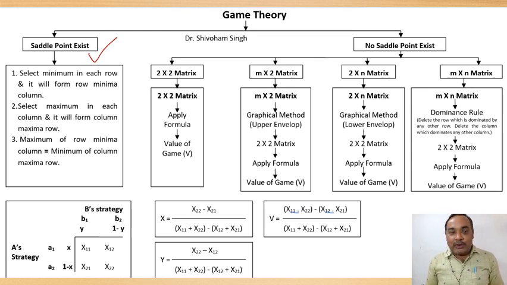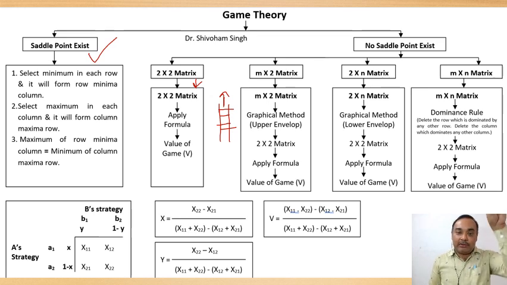If there is no saddle point, then go for these options. Check whether the matrix is 2 by 2. If it is 2 by 2, directly apply the formula. If there are m rows and only 2 columns, I'm talking about a ladder. Ladder means you are going for the graphical method, and because the ladder goes up, we will be going for the upper envelope in the graph.